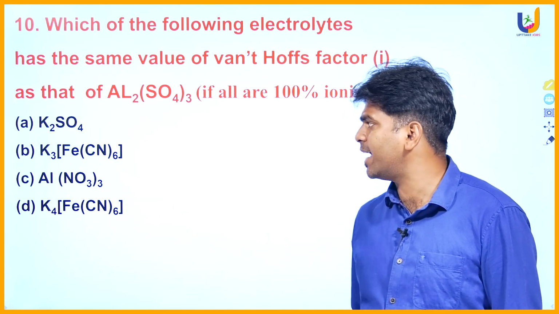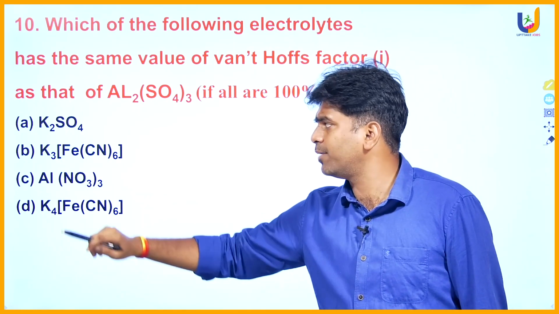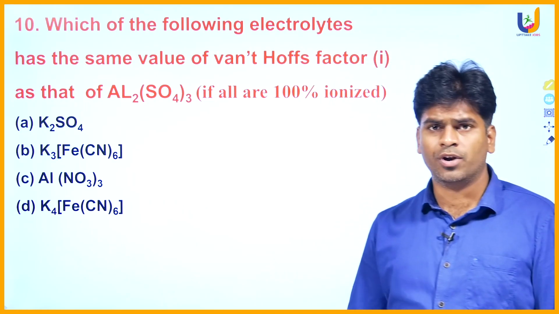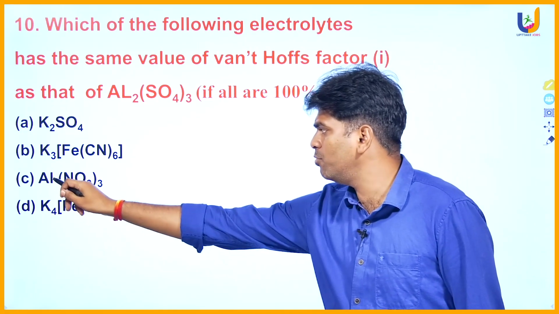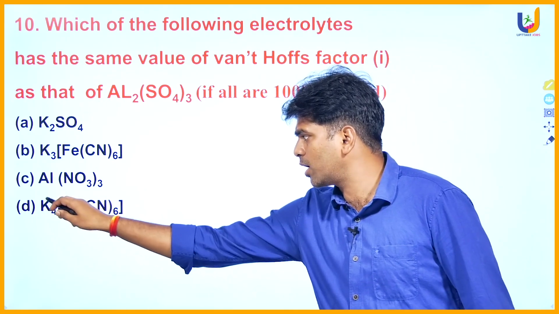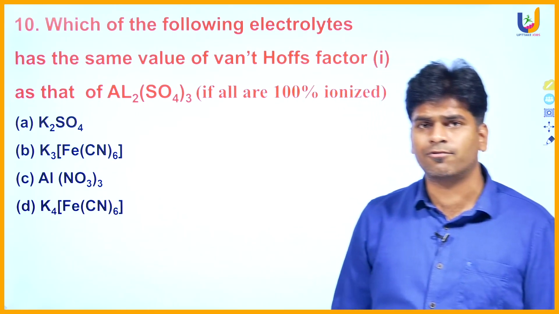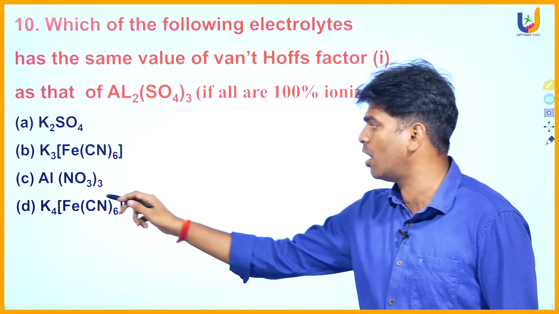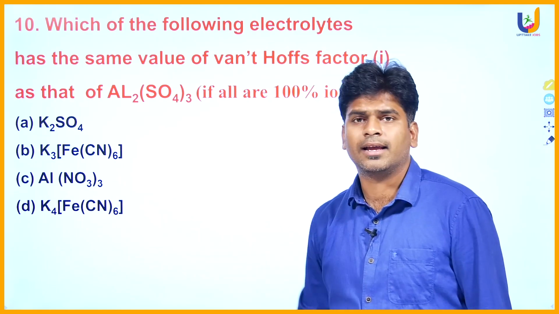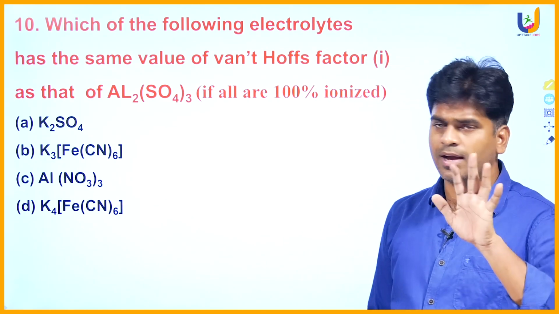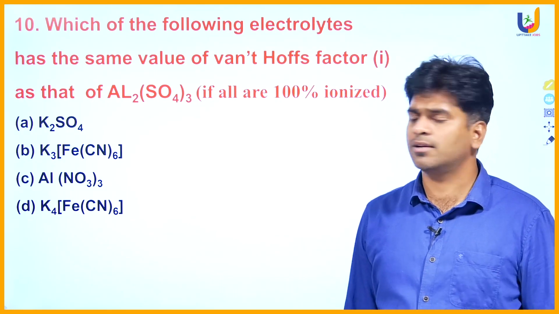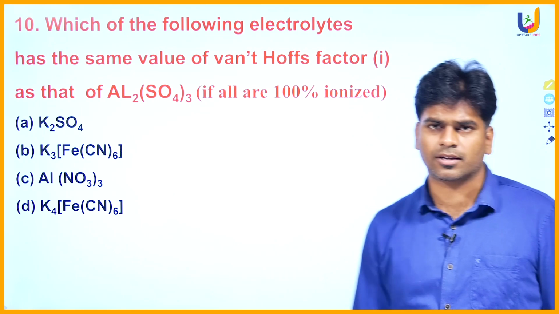Next, here K3[Fe(CN)6]. So 3 potassium ions, and this is one complex ion. So total 4 it is. And now here aluminum nitrate, 3 nitrates, 1 aluminum, 4 it is. Next, 4 potassiums and 1 complex ion, 5. So as per the options, option D is correct, because 4 potassium K+ ions and 1 complex ion, from this 5 and 5. So as per the question, equal van't Hoff factor 5 means option D is correct.